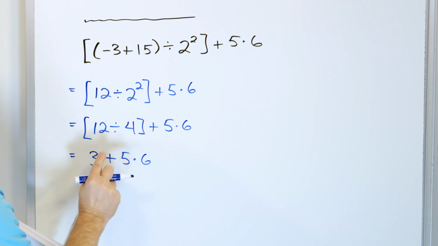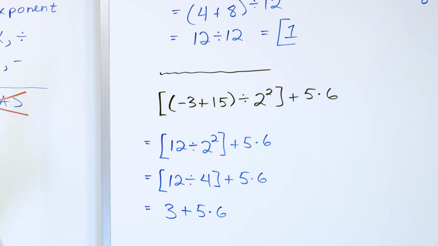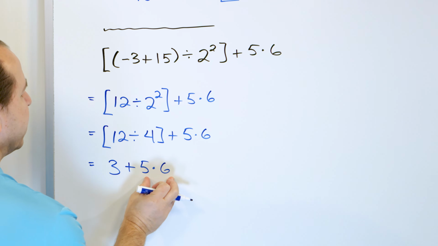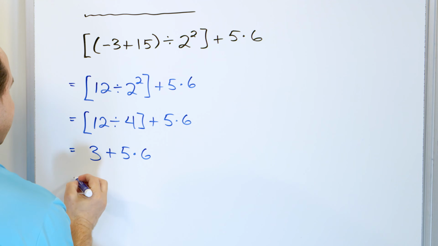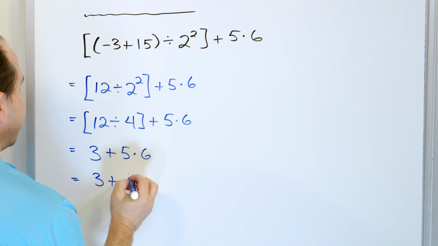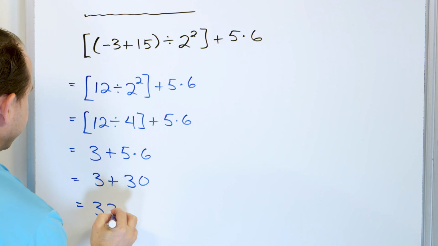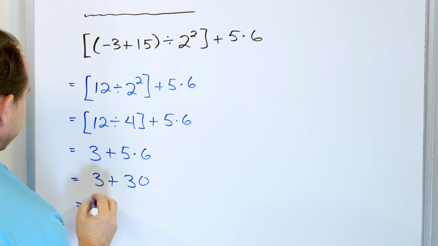Now what's going to come first between addition and multiplication? Remember, multiplication and division are higher priority level than addition or subtraction, so we have to do the multiplication first, even though it's at the end. So 5 times 6 is 30. And then finally we add these and we get an answer of 33. And that is the final answer.